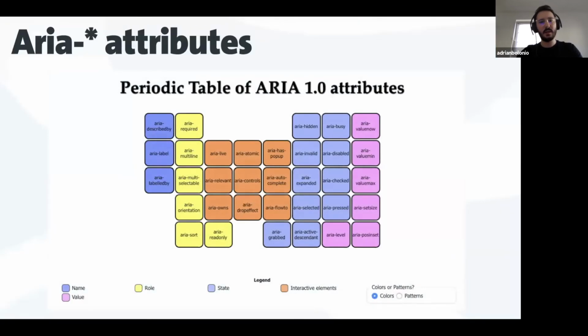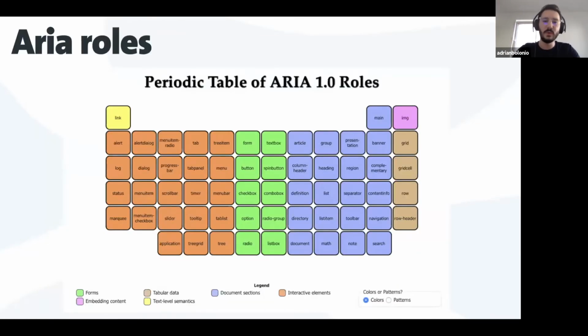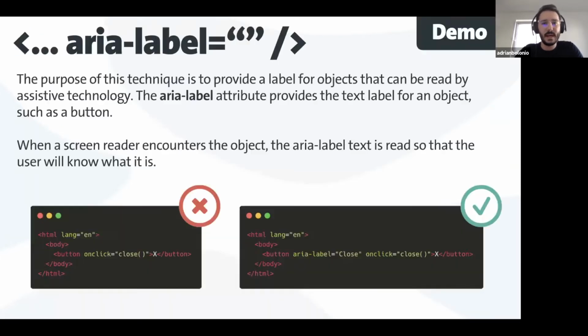Those are the ARIA attributes, some of them. This is ARIA 1.0. And we have as well roles for interactive and non-interactive elements. So I will show you some examples. The first example is ARIA label. ARIA label provides the context of the element that you are focusing, and you should be using ARIA label when the text label of the object is not visible in the window.